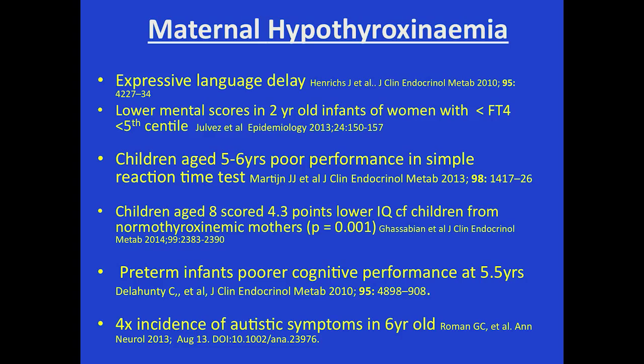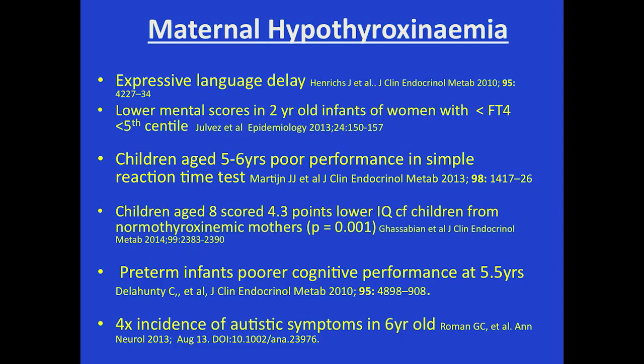Of course, some people say, well, is maternal hypothyroxinemia a disease at all? And it depends how you define it. Should it be in the bottom 2.5, as many of us feel, or the bottom 5th, as some workers have done, or the bottom 10th? This has not really been decided. But as you can see from these examples, we have expressive language delay, lower mental scores in 2-year-old infants of women in the bottom 5th percentile, children aged 5 to 6, and that's a good age for doing psychological and neurocognitive testing, with a poor performance in simple reaction time tests, and children even older than that scoring lower than those from normothyroxinemic mothers.